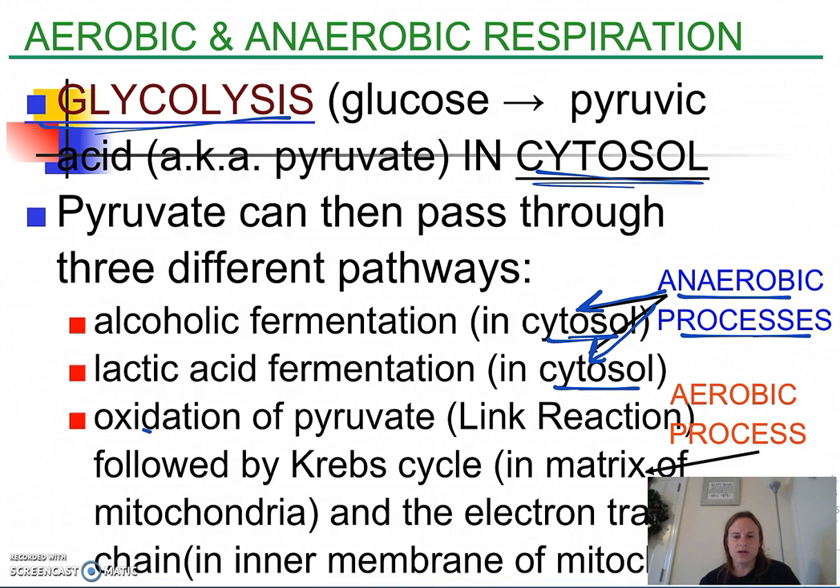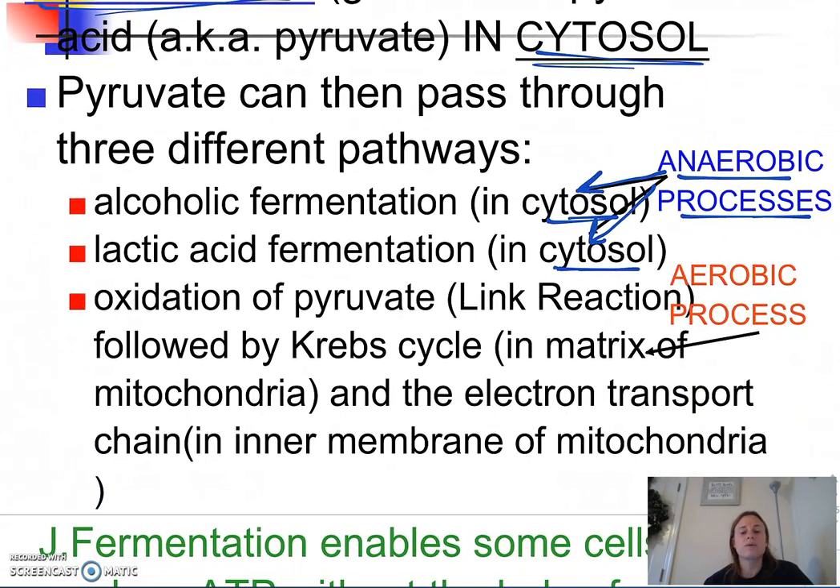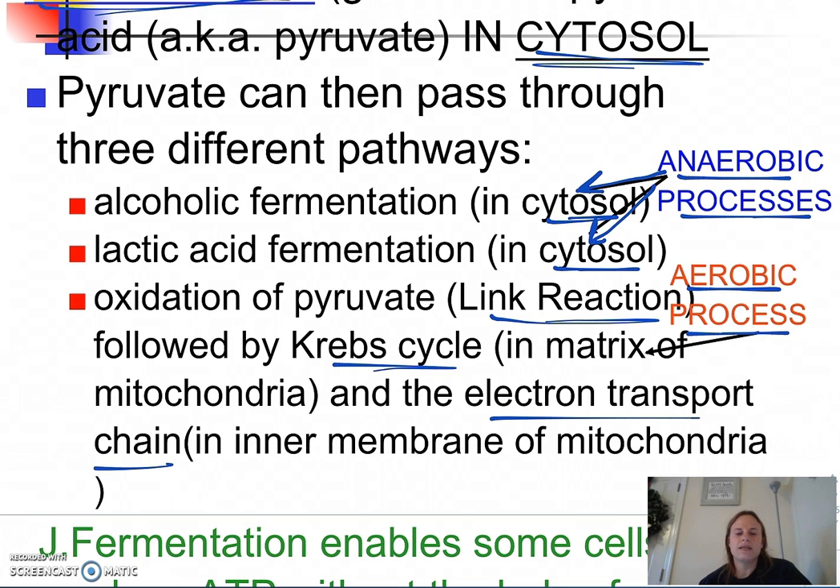The third pathway that an organism can pass through after they produce pyruvate after doing glycolysis is aerobic cellular respiration, which involves the link reaction, Krebs cycle, ETC, and then chemiosmosis. In my next video, we'll get into the details of the two different types of fermentation.